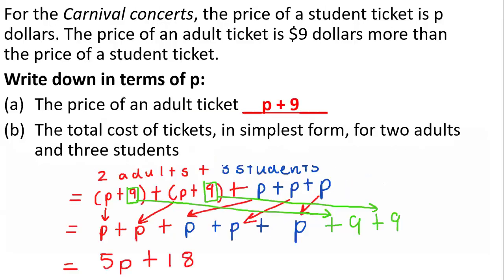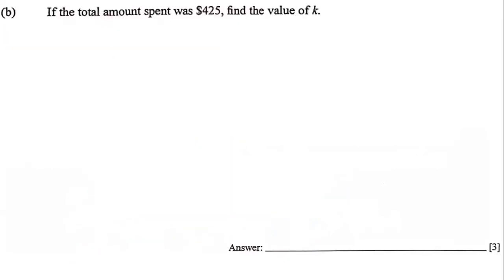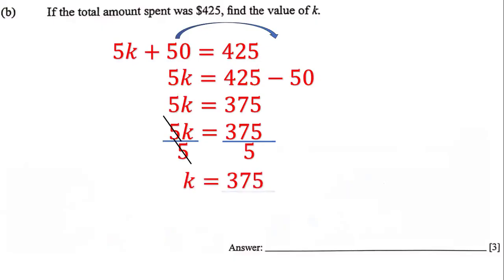So if we go back to this equation, what was our equation? K is equal to 75. We still have the equal sign.